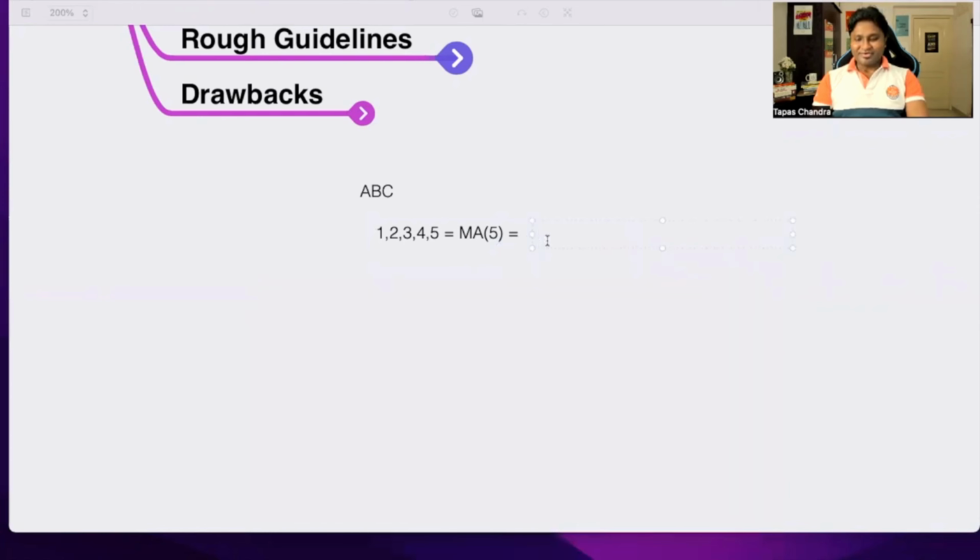So basically, what is the moving average? If the closing prices of the stock are 1, 2, 3, 4, 5, the number will be 3.